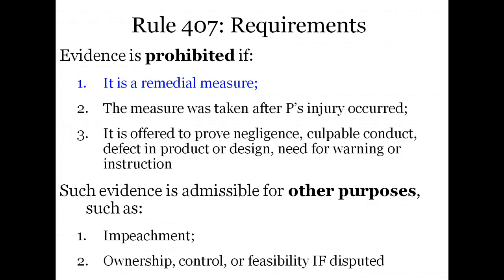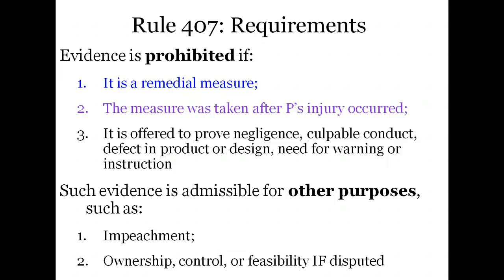A second requirement for the evidence to be excluded is that the measure must have been taken after the plaintiff's injury occurred. Okay. This requirement is tied directly to our rationale. We don't want the defendant, after an accident occurs, to decide against making a repair because he's afraid that it will be introduced in a lawsuit. However, if the repair has already been made prior to the plaintiff's injury, then we no longer have that concern.